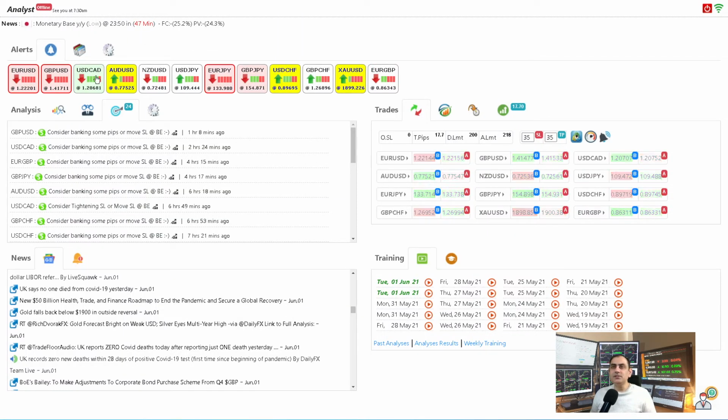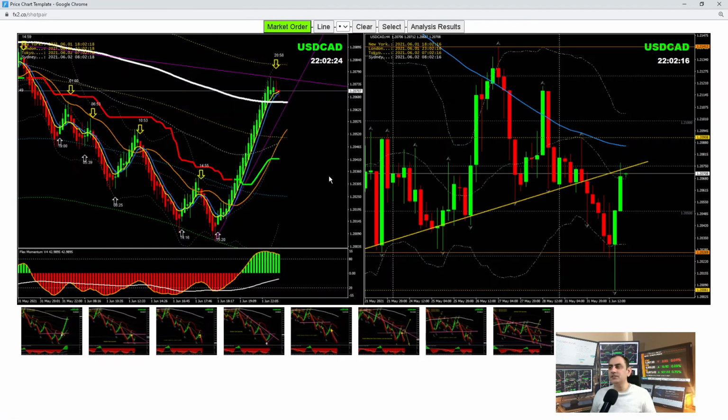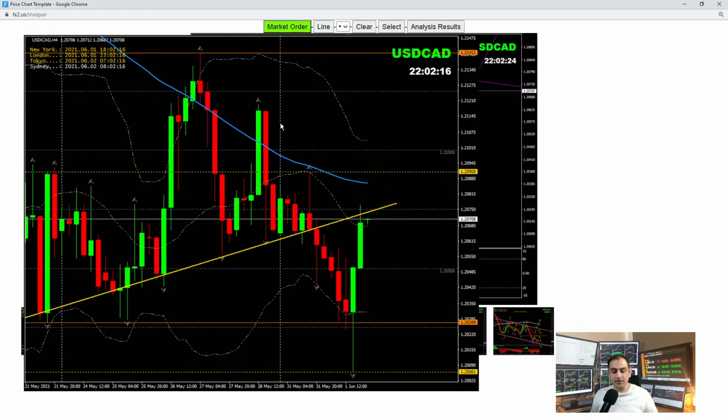Let's see the dollar CAD. Dollar CAD, we had amazing trades. We were short the whole day at the New York session. We were long, and let me explain to you guys. If you look at the 4 hour, this is where we were short here. As soon as we saw this rejection and price broke this support level, we were short.